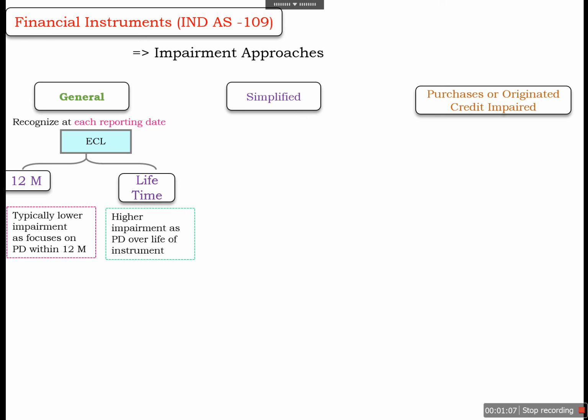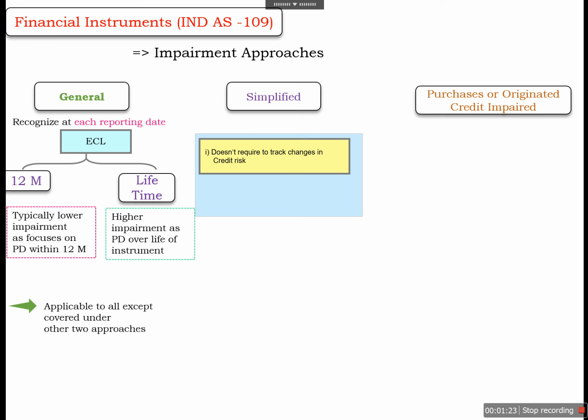And this general approach is applicable to all the financial instruments except those covered under the simplified approach or the purchased or originated credit impaired financial assets approach. In case of the simplified approach, we are not required to track the changes in credit risk at each reporting date as compared to the general approach. In the simplified approach, we need to recognize impairment loss on the lifetime ECL at the initial recognition only. In the general approach, we recognize the impairment loss at each reporting date, but in the simplified approach, we recognize it at the initial level only.